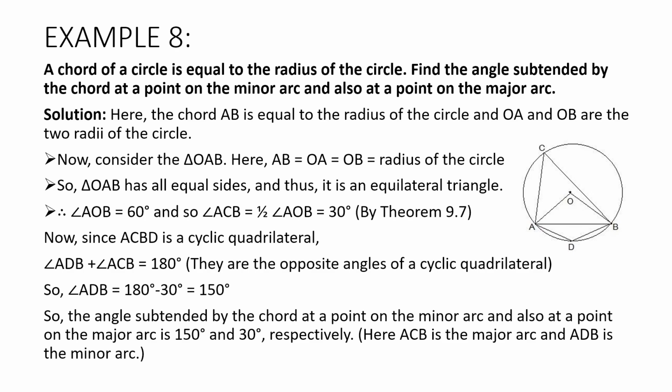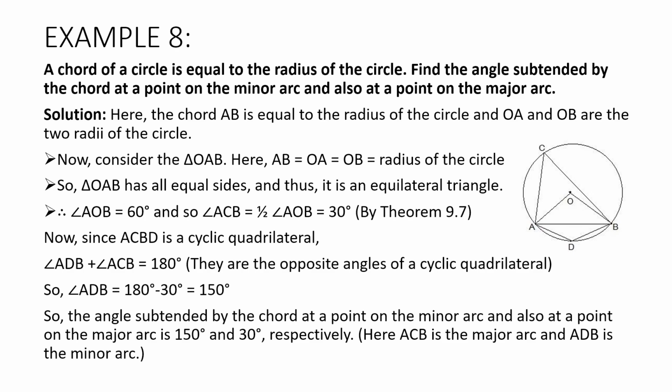Now ACBD, it is a cyclic quadrilateral. Why? Because all the vertices lie on the circle. So the opposite angles of a cyclic quadrilateral, the sum is 180 degree. So angle ACB plus angle ADB is equal to 180 degree. But angle ACB is 30 degrees. So angle ADB is 180 minus 30, which is 150 degree. So we have got angle ADB, which is equal to 150 degree.